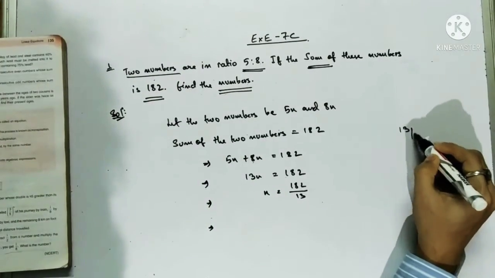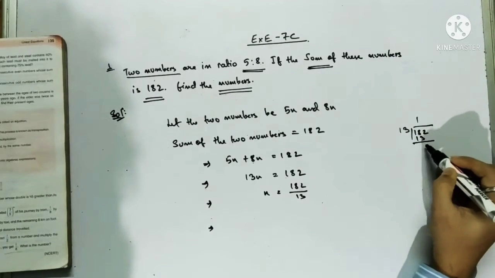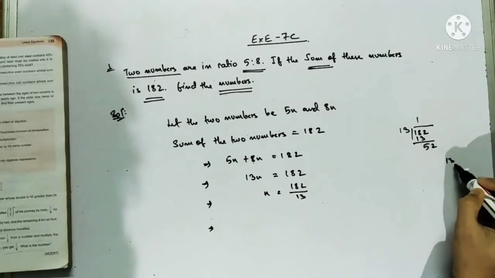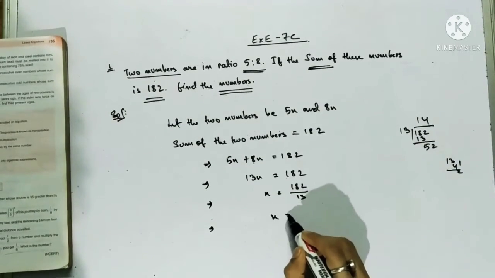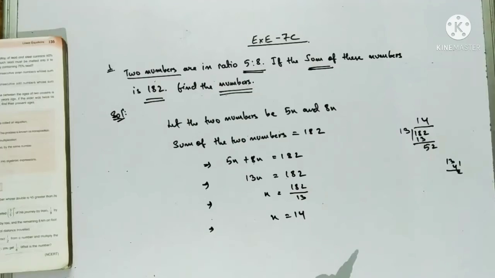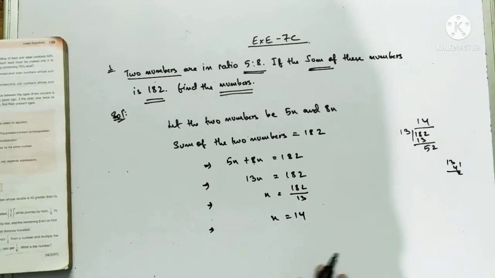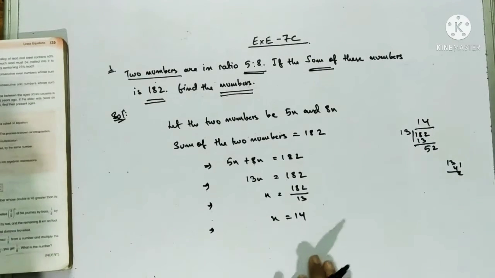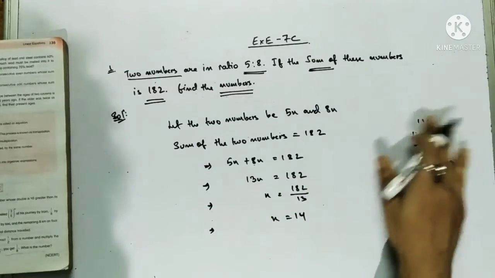So in here 13 divided by 182, 13 4s are 52. So x is equals to 14 I will get. Okay, x is equals to 14 I will get. Finished. Now next you see x value I got, so I can easily find these two numbers.